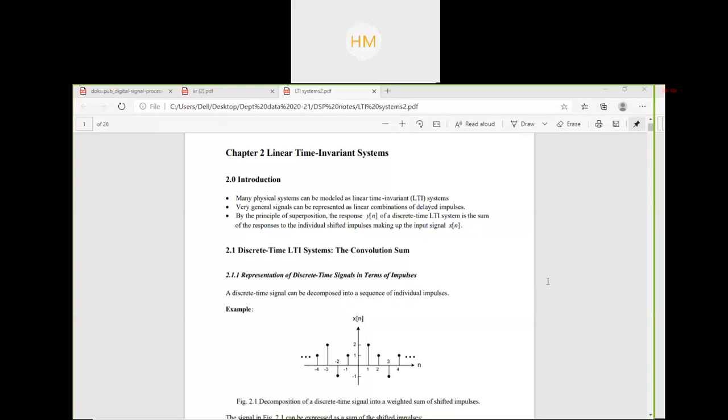Then H of z, we all know, the transfer function is the ratio of output upon input: Y of z upon X of z. So we can find out X of z, which I am writing in the chat box: X of z is equal to Y of z upon H of z, and we know these terms Y of z and H of z. So dividing this by 1 plus z inverse.